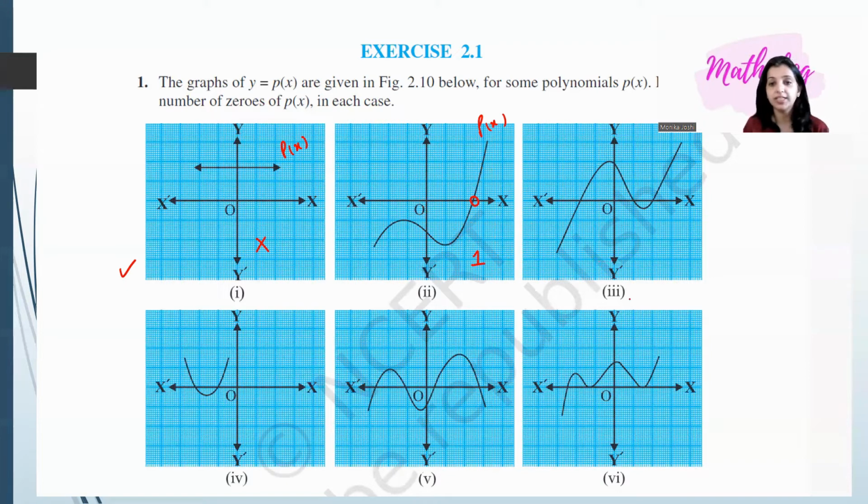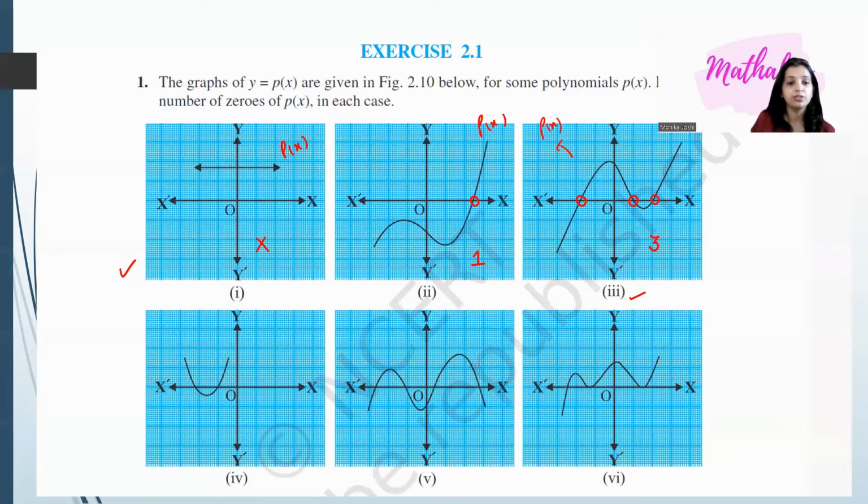Now move to the third part. So this is the polynomial. Now how many intersection points with the x-axis? This is 1, this is 2, and this is 3, right? So the number of zeros for this graph is 3.